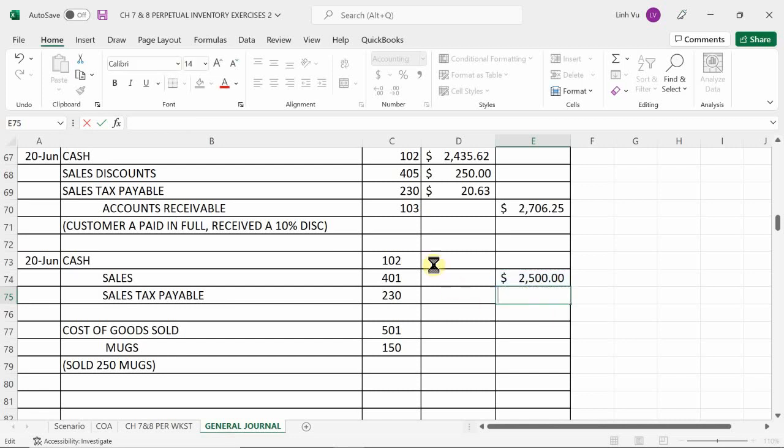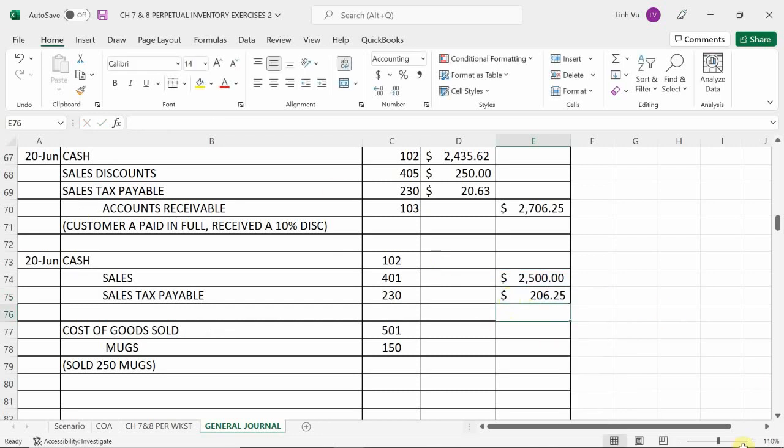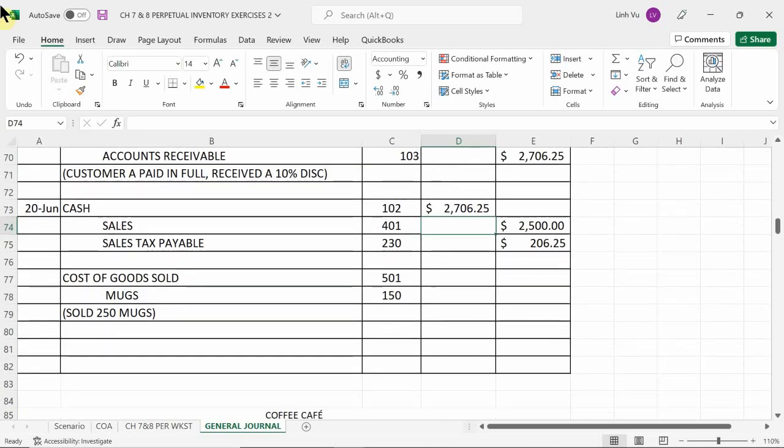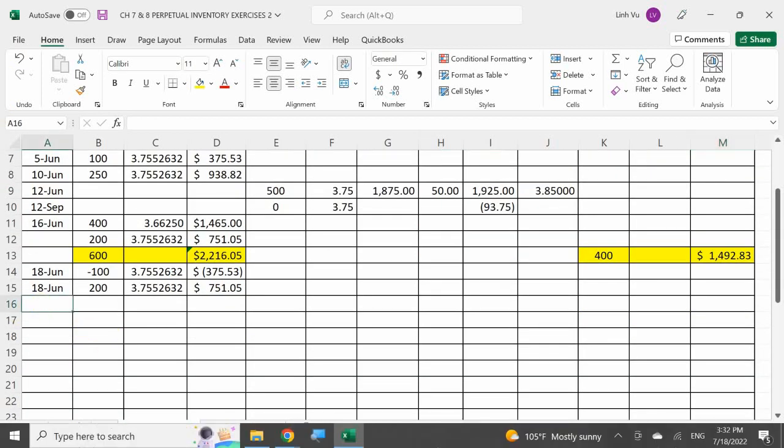Let's do this again. Okay, $206.25. So we should receive 2706.25, right? Which is exactly what we charged for customer A. But this time, our only difference is our cost of goods sold is going to be different, right? So let's go into our inventory worksheet to solve for selling those 250 units on June 21st.